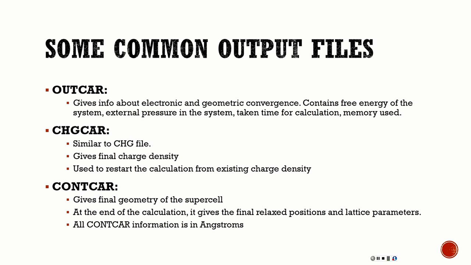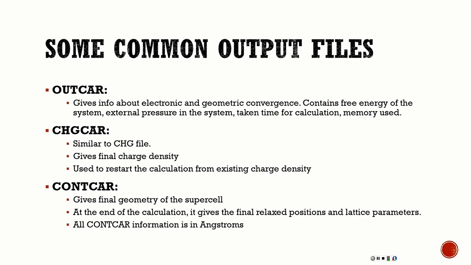Besides the CHGCAR file, there is another file called the CHG file. The CHG file and CHGCAR file are almost the same, and the main purpose of these two files is the same, basically calculating the final charge density. And if you want to run one calculation in 2 or 3 different segments, this CHGCAR file helps you to start calculating the charge density from the final condition of the previous segment. And the CONTCAR file is basically another version of the POSCAR file.